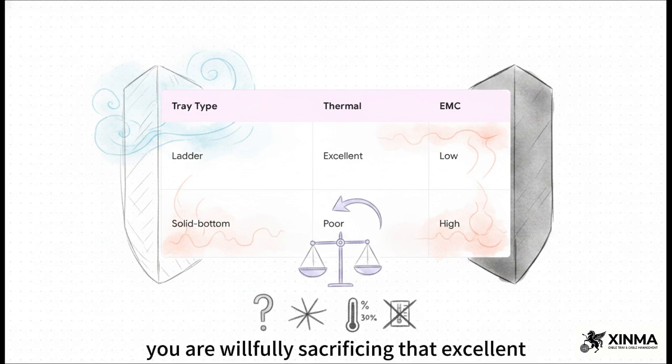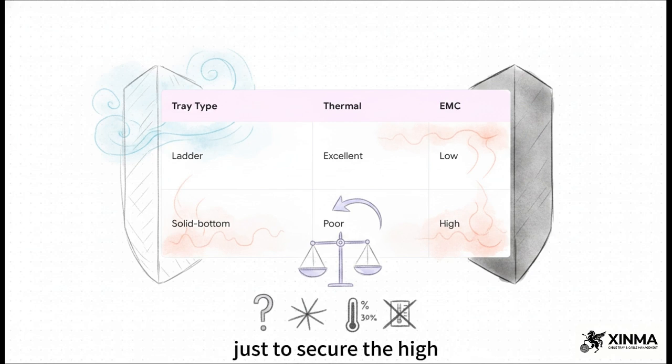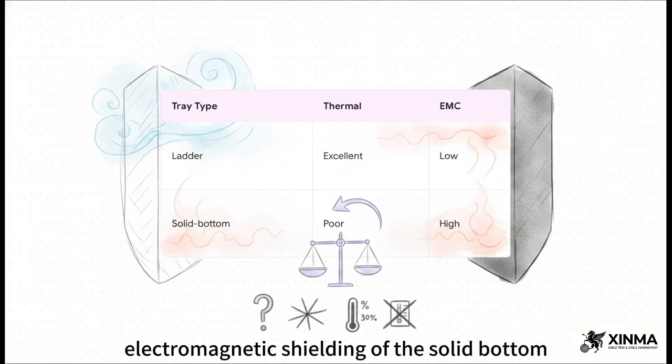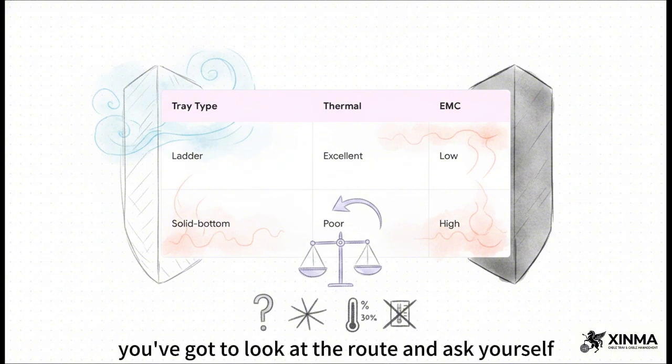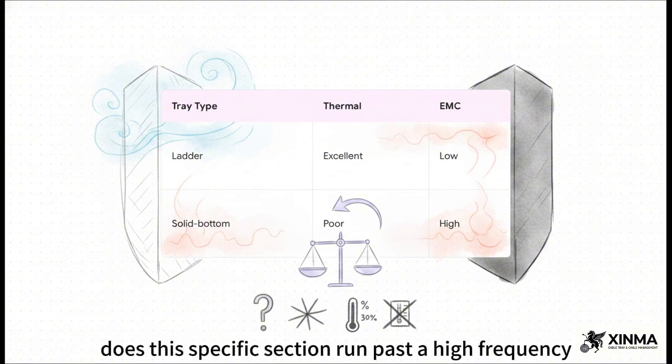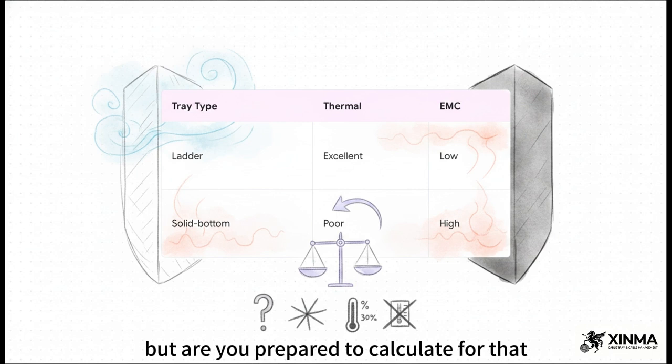You are willfully sacrificing that excellent free-flowing thermal dissipation of the ladder tray just to secure the high electromagnetic shielding of the solid bottom. As a senior supervisor, you've got to look at the route and ask yourself, does this specific section run past a high-frequency interference source? If yes, okay, you might actually need solid bottom. But are you prepared to calculate for that 30% thermal hit?